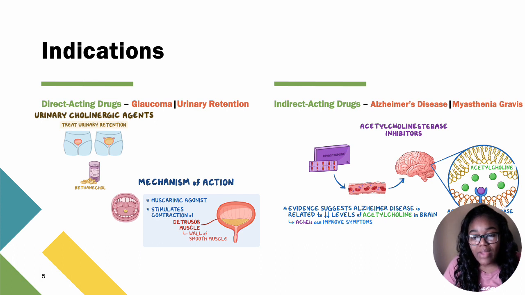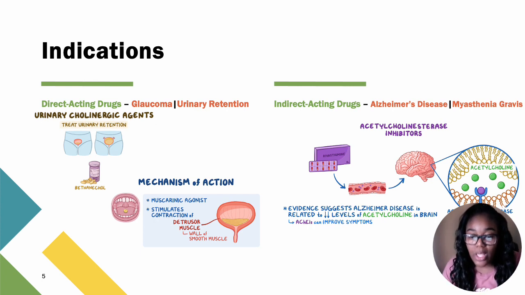So it's indirect in that it's inhibiting the enzyme acetylcholinesterase from being active in order to help increase those acetylcholine levels, and thus helping stimulate the parasympathetic response. Now, these indirect acting drugs are normally used for Alzheimer's disease or myasthenia gravis.